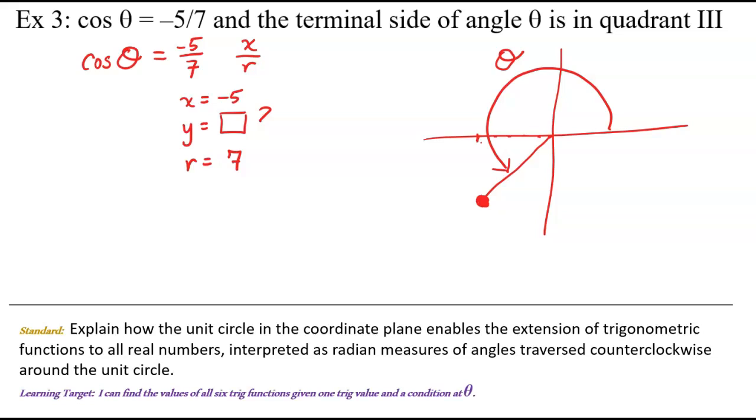So theta is in the third quadrant. As long as I draw theta in the third quadrant, I'm good. My x-coordinate is negative 5. My y-coordinate has not been found yet. Okay. So I'm going to draw my triangle. Once again, my x-coordinate is negative 5, but my base length is 5. My r value is 7, and I do not know y.